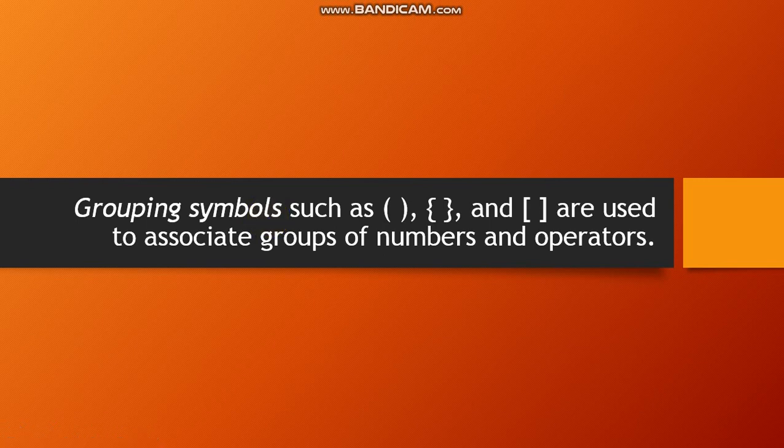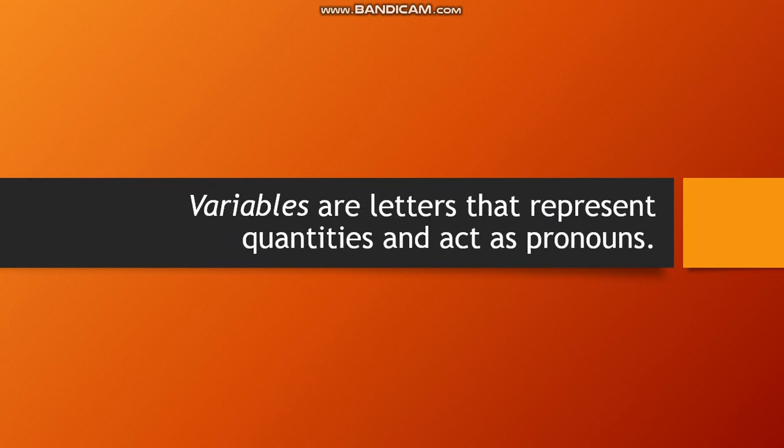Grouping symbols such as these parentheses, braces, and then brackets are used to associate groups of numbers and operators. Variables are letters that represent quantities and act as pronouns. Again, variables are letters that represent quantities and act as pronouns.